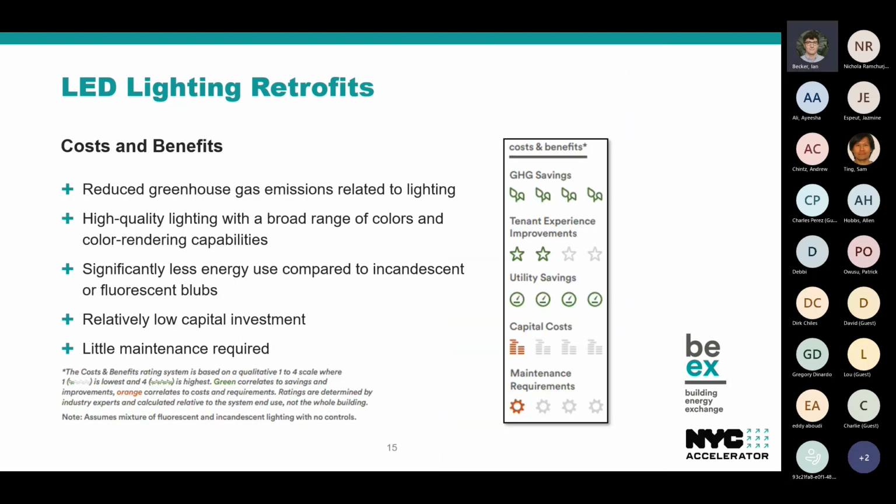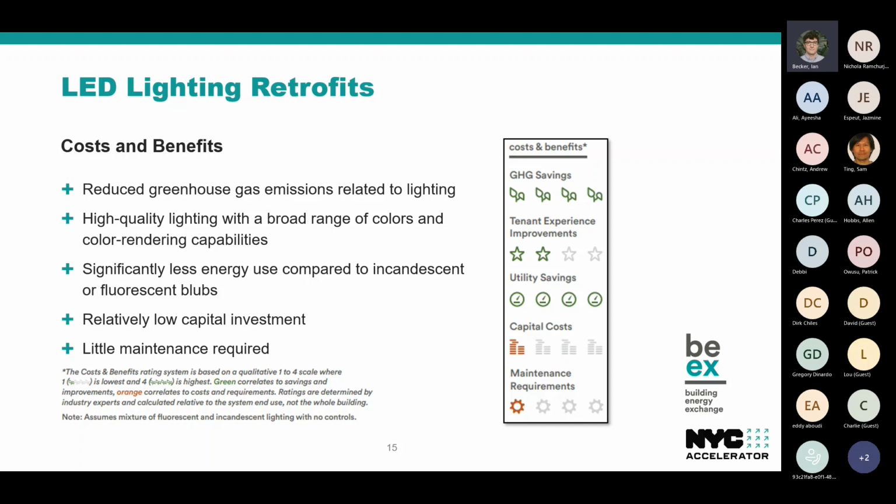So just as an overview, keep in mind that LEDs have a low level of maintenance, long lifespan, and easy disposal, but that the rewiring for LEDs should be done by a trained electrician, and we can connect you with those providers if you need to be connected with one.